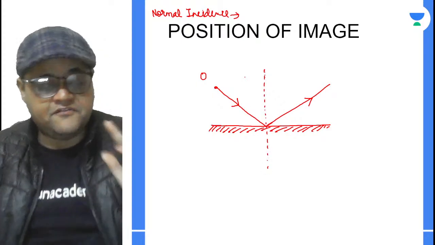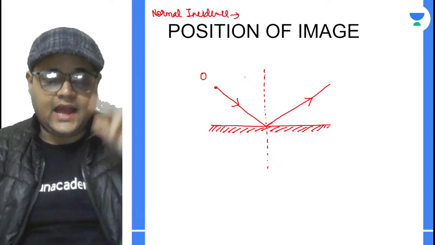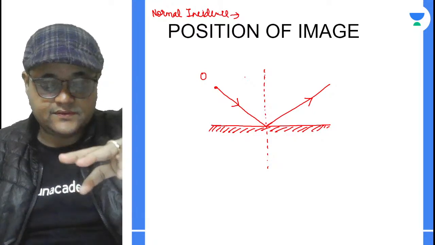Now, if I wish to have the image, I will require.